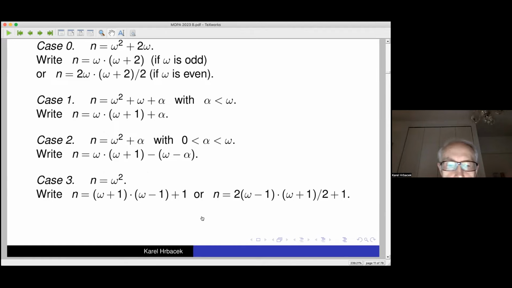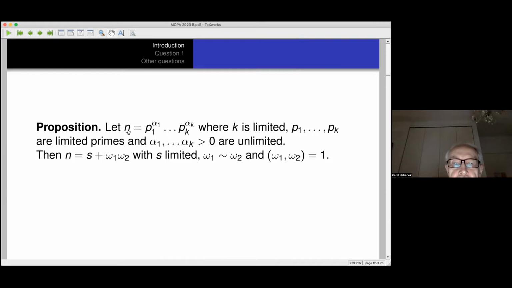So that shows us that this much weaker version of the problem is quite easy. Let me give you a couple of other examples of Boudaoud and Belawar's results. For example, if the number n is what they call smooth, which means it's a product of a limited number of prime factors, where the primes are limited and the exponents are unlimited, then we can write it in the desired form, s plus omega 1 omega 2 with limited s. And in addition, we can make omega 1 and omega 2 of the same order and mutually prime.